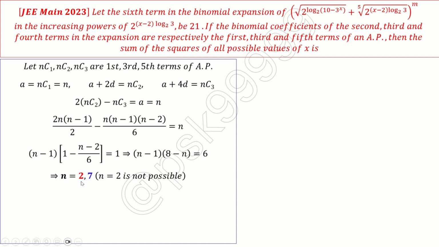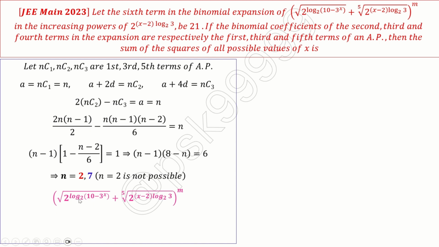But N equal to 2 is not possible. If there are only 3 terms, then it cannot have first, third, and fifth terms of an AP, right? And I am already taking the second, third, and fourth terms, the quotients of the second, third, and fourth terms. So N equal to 2 is not possible. So N equal to 7 is the only option. Now I know my N, which is nothing but M here. So I have my M, which is 7.